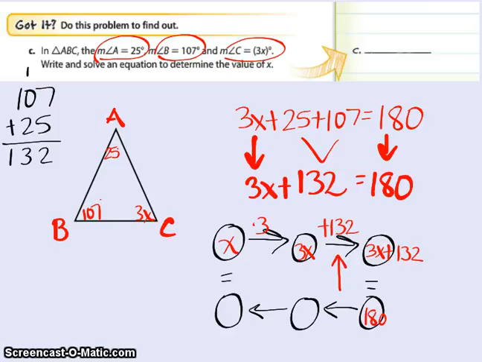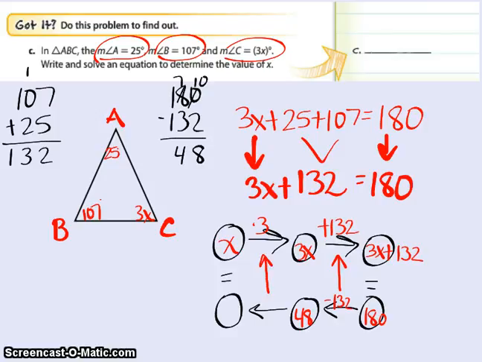I do the opposite of plus 132, which is to subtract 132. So I do 180 minus 132. 0 minus 2, can't do that, I have to borrow. That becomes a 7 and this becomes a 10. 10 minus 2 is 8, 7 minus 3 is 4, and 1 minus 1 is 0. So I know that 180 minus 132 is 48.